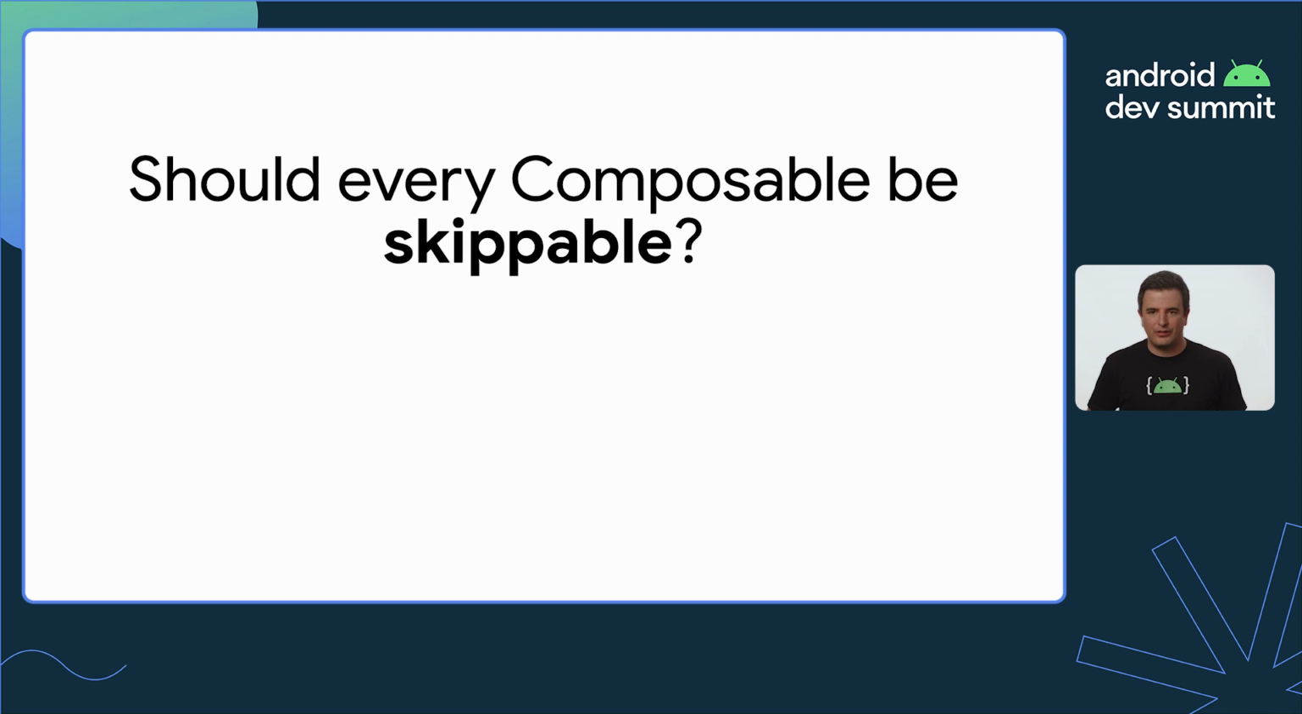This brings us to the obvious question: should every composable be skippable? No. You should only do this if you have a verified performance issue. Chasing complete skippability is a premature optimization. For example, if you have a composable that never recomposes or recomposes very infrequently, it probably doesn't matter if it's skippable or not.